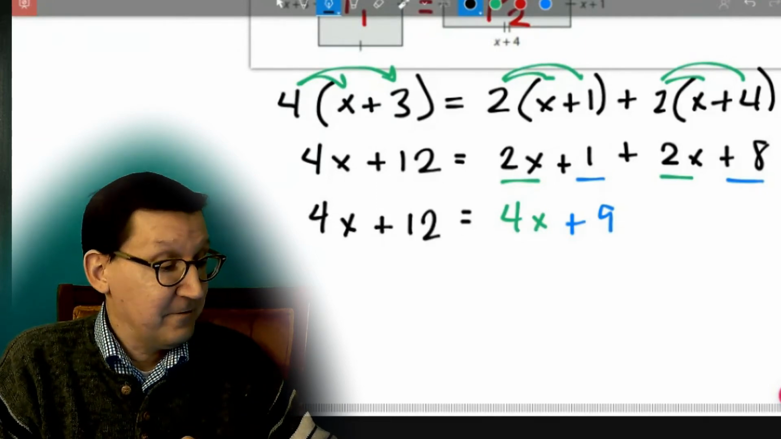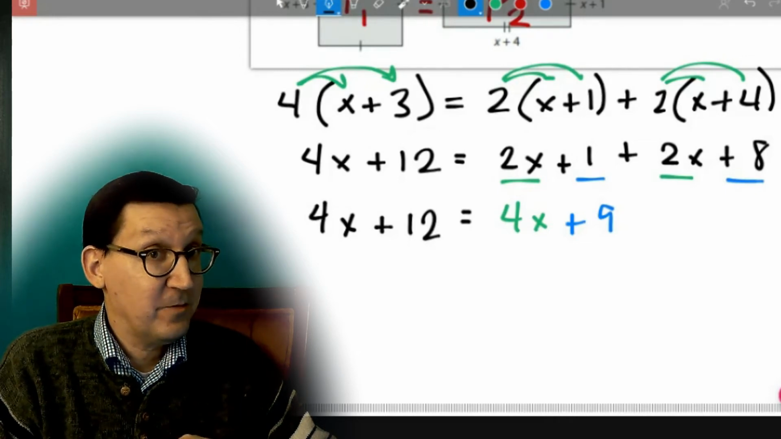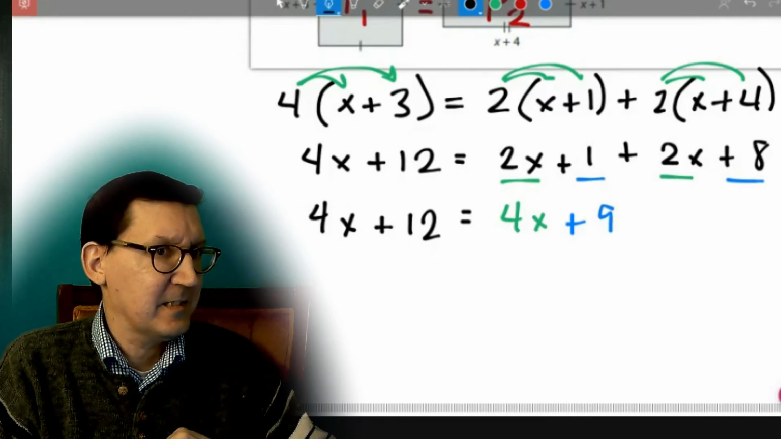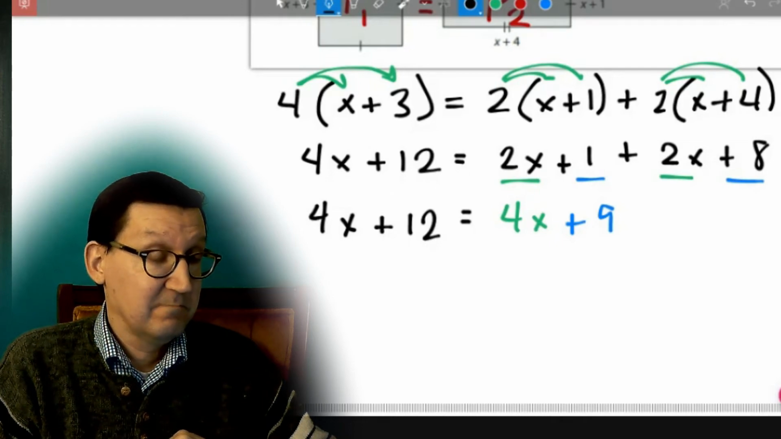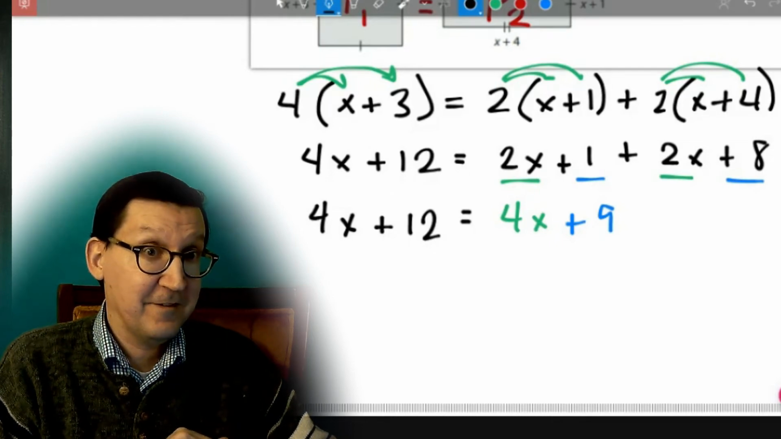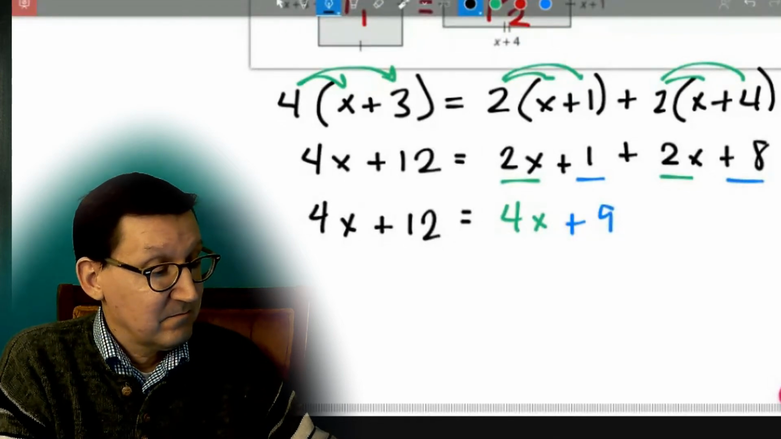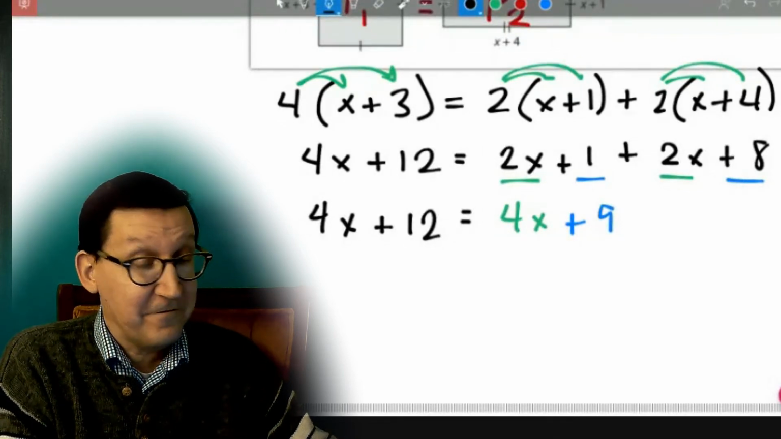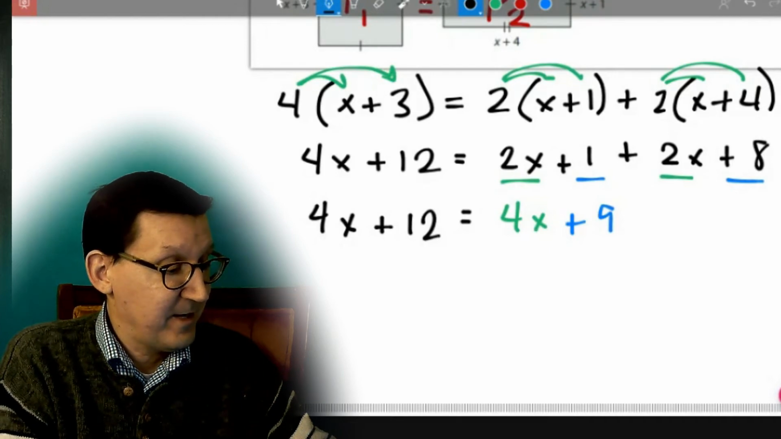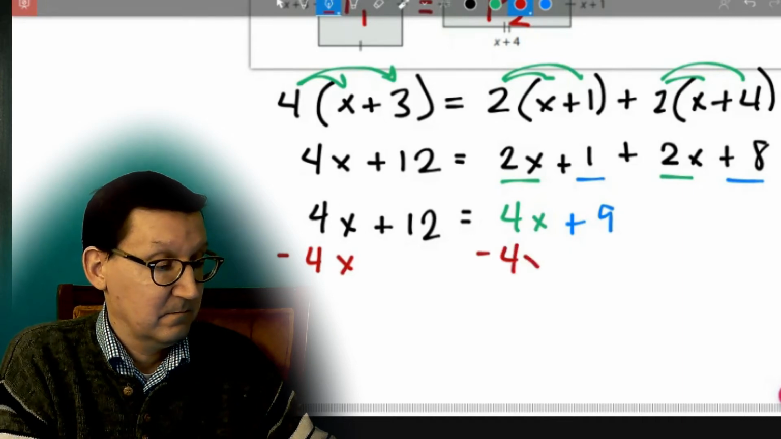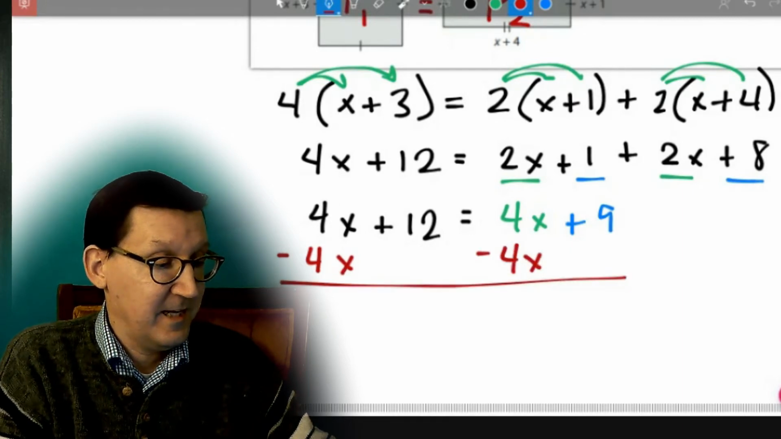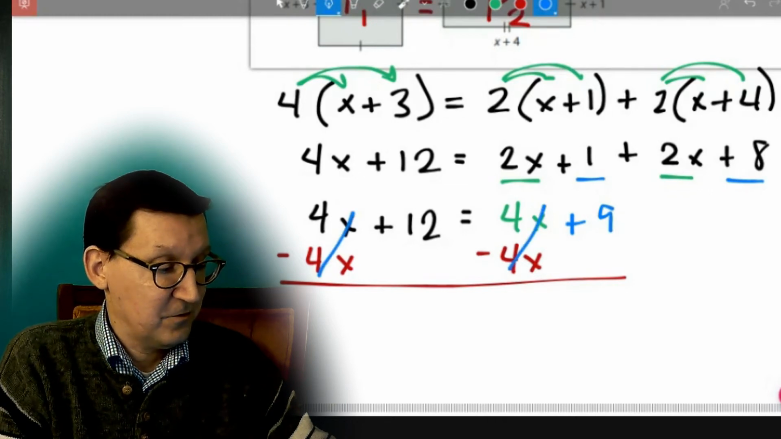Okay, oh, look what we have here. We have a 4x on both sides, and then a 12 and a 9. Well, 4x plus 12 equals 4x plus 9 is what it's telling us. But 4x plus 12 can't equal 4x plus 9, can it? Well, we can keep on simplifying and find out. An easy way to do that is we can get rid of that 4x on one side, right, by subtracting out 4x. Do the same thing to the other side. Aha! Both of those 4x's cancel out. What we're left with is 12 equals 9.